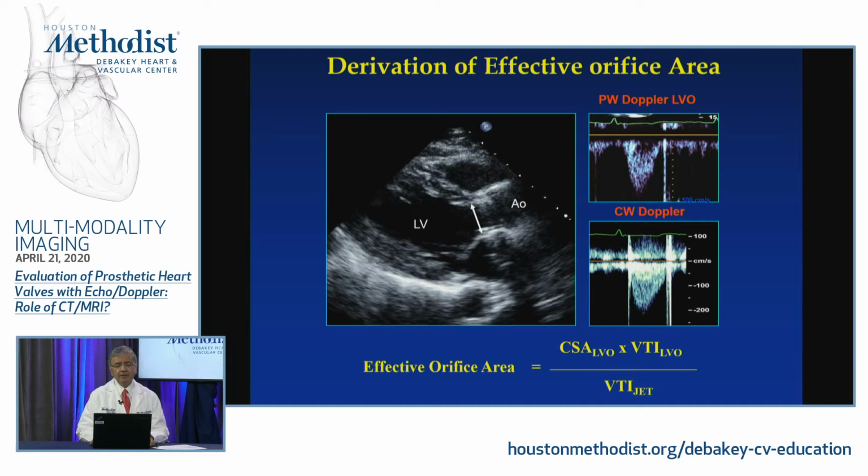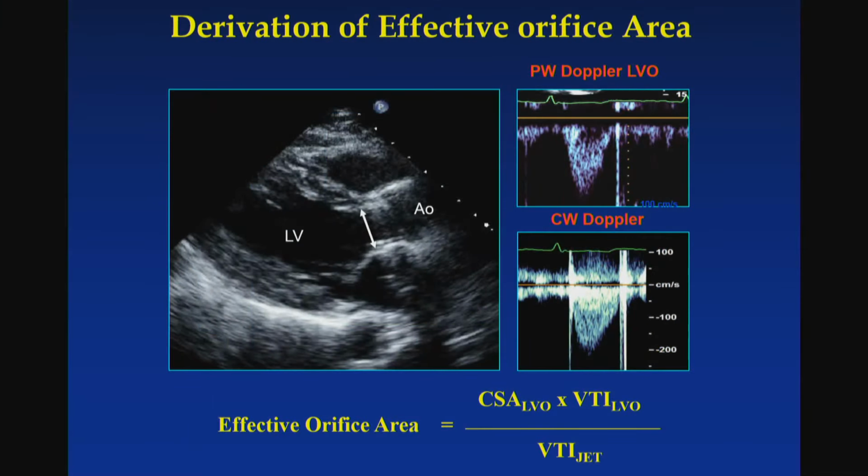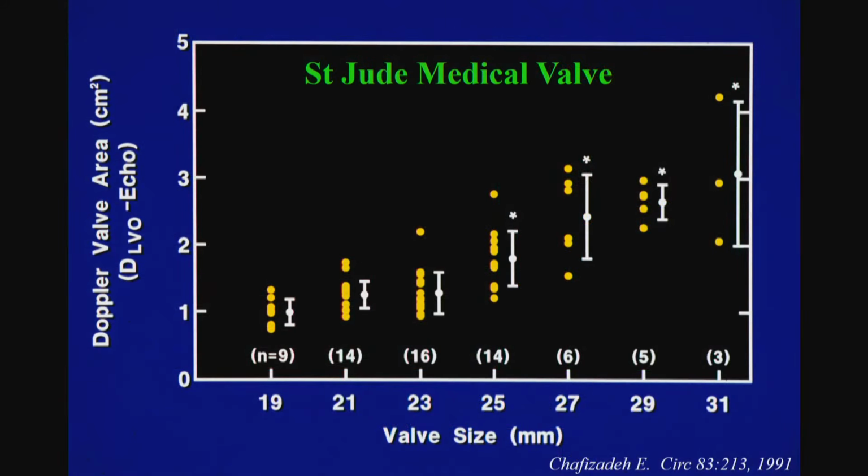And that's why deriving an effective orifice area is one way to correct for that, using the same equation that you use for native aortic stenosis. And you could see that the spread is much less, going from a 19 size valve all the way to a 31 in the aortic position.